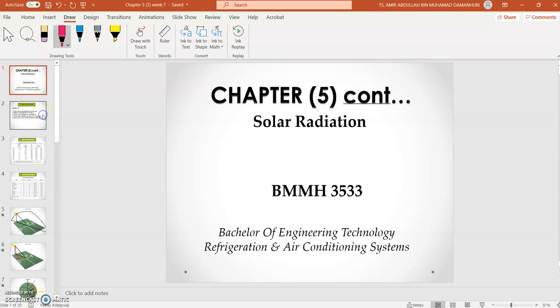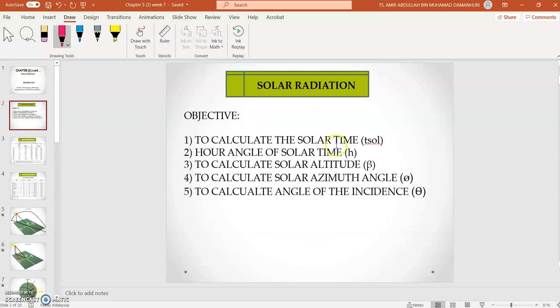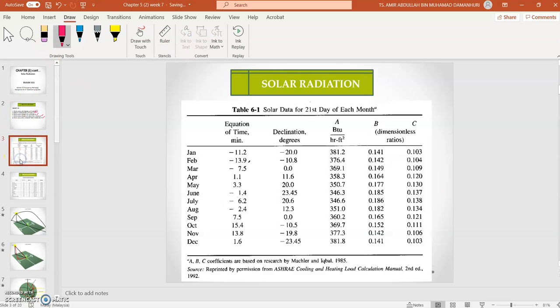So previously we have calculated until the sol here, and now we will extend our study to determine H, B, phi, and theta here. So the table that we are going to use is the same table, which is the solar data for 21st day of each month. And then we are going to extend our study to use the declination degree, ET, A, B, C for the rest of the question.